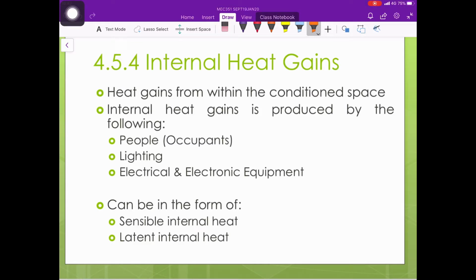Subchapter 4.5.4 Internal heat gains. For this, the heat is gained within the conditioned space. The internal heat gain comes from the occupants, lighting, and electrical and electronics equipment. It may contribute in the form of sensible heat and/or latent heat. Therefore, the analysis is performed for both sensible and latent internal heat gain.